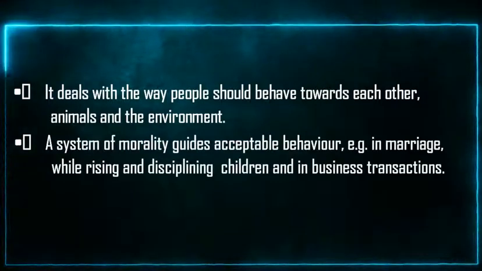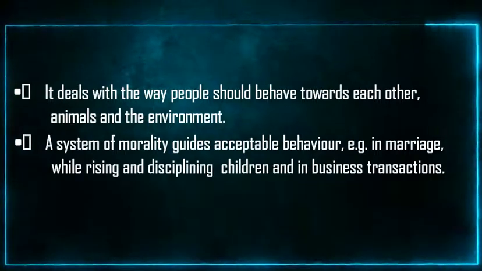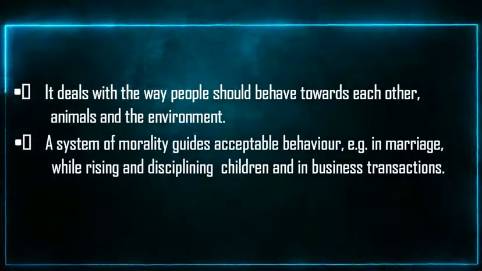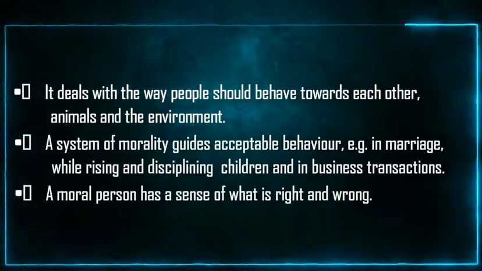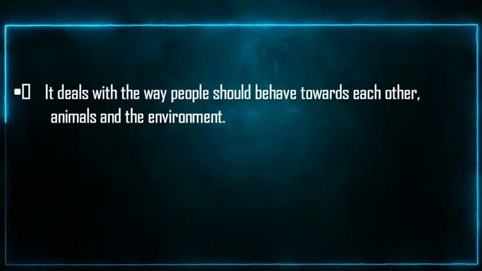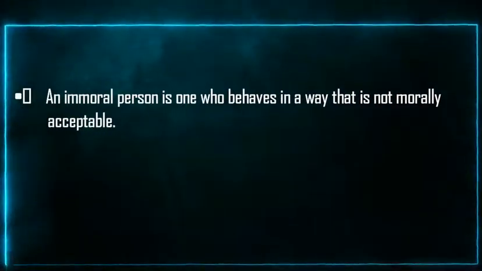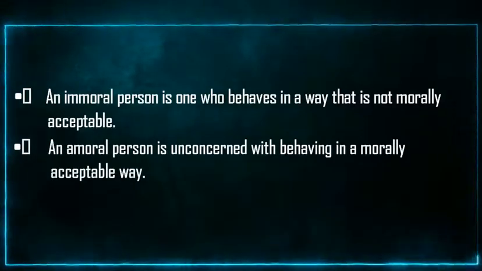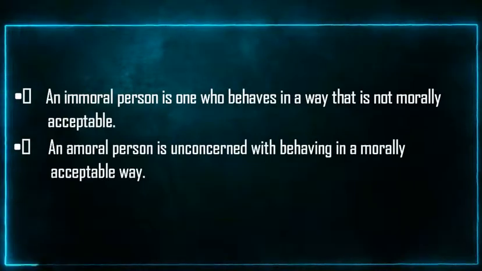A system of morality guides acceptable behavior, for example in marriage, while raising and disciplining children and in business transactions. A moral person has a sense of what is right and wrong. An immoral person is one who behaves in a way that is not morally acceptable. An amoral person is unconcerned with behaving in a morally acceptable way.